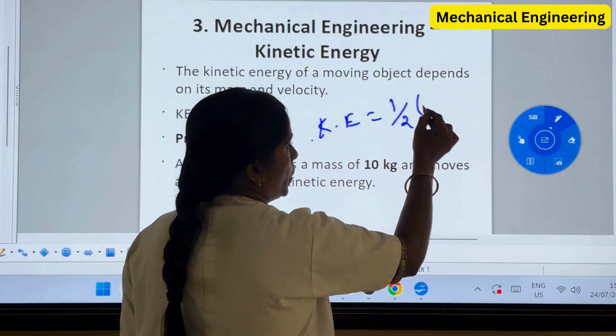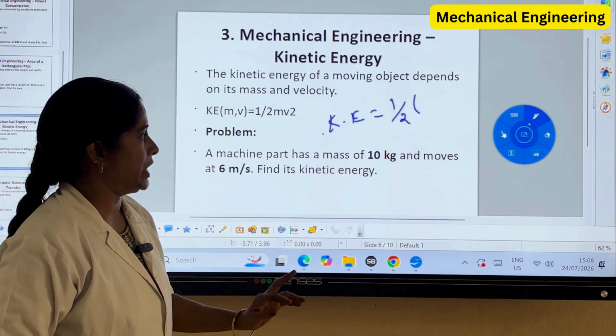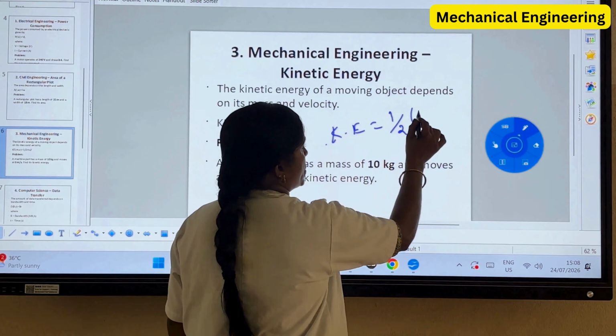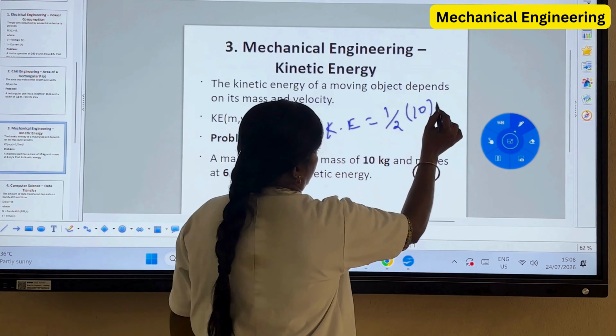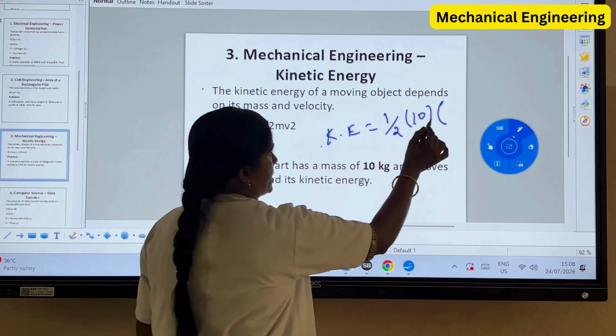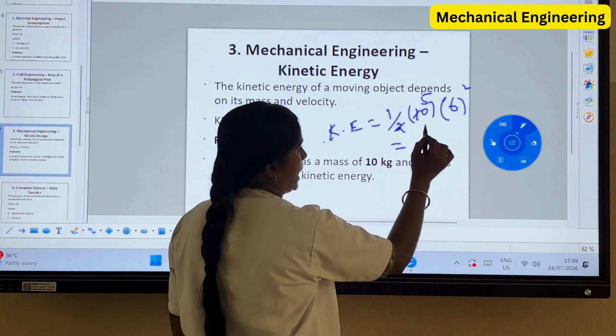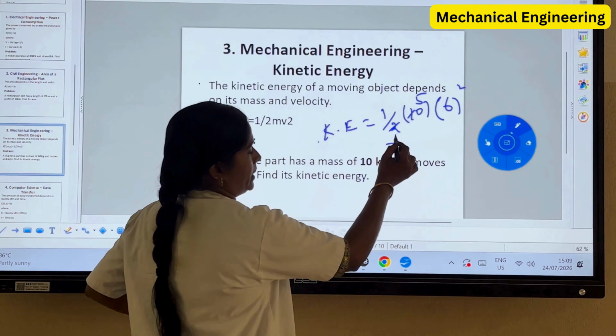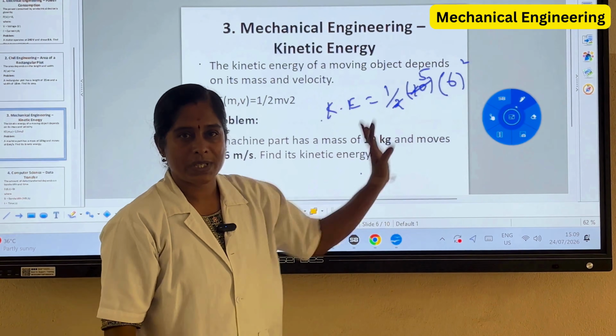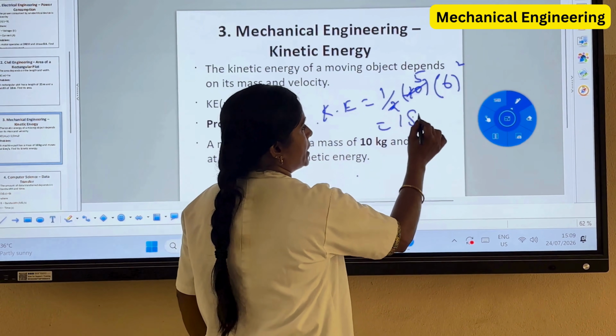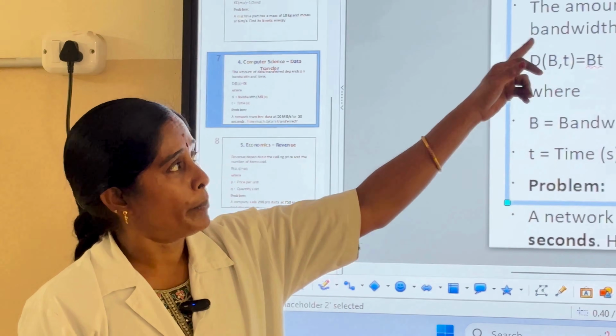We know that kinetic energy is half into mv square. So we substitute m value 10 and v value 6, so 6 square. Calculating these values, we get 5 into 6 square. We got 180.